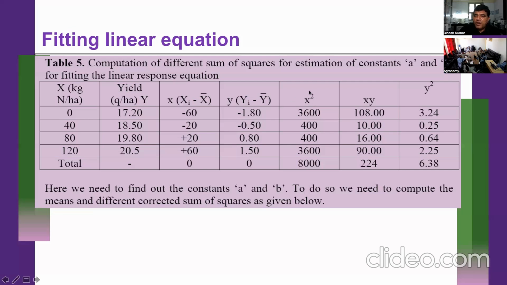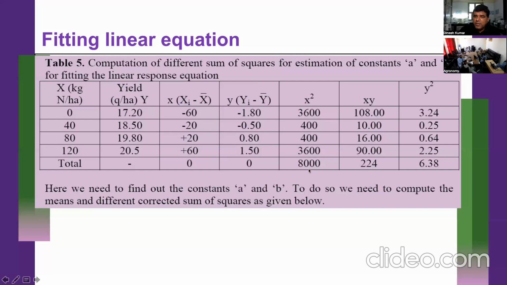Now you can square x. This is your x. If you square this column, you get x square. Then xy. This is your small x, this is your small y. You multiply each other and you get xy. Then y square, which is the total sum of squares. This is the small y. Square this column, you will get y square. And make the total of all these columns.